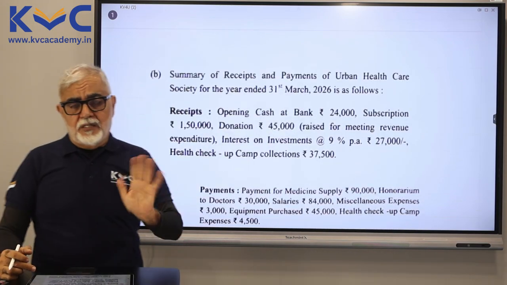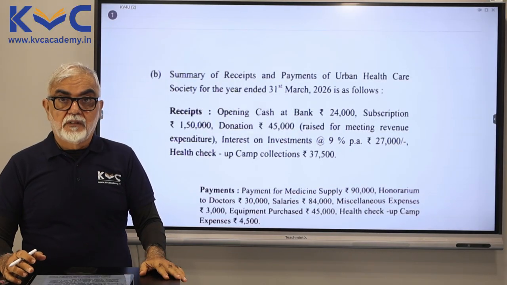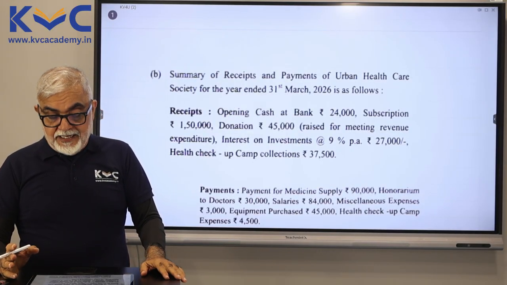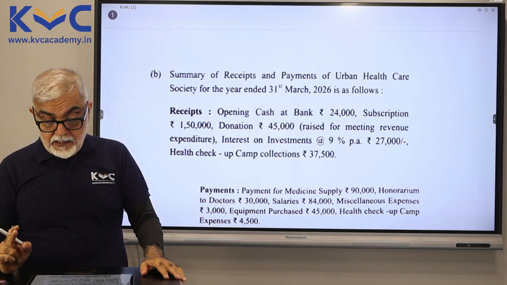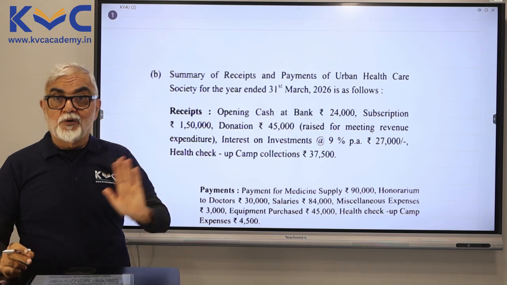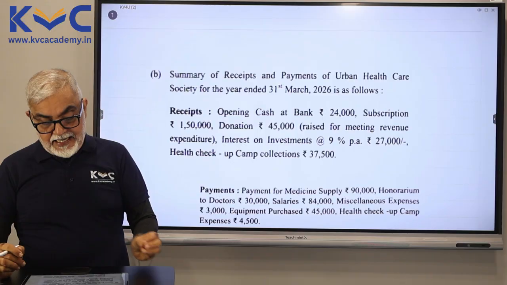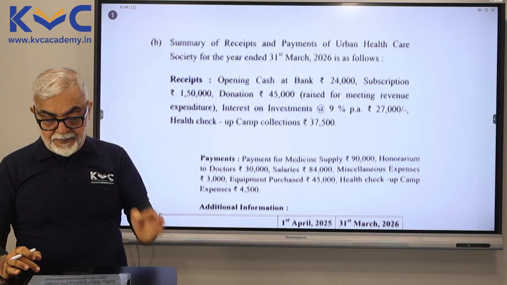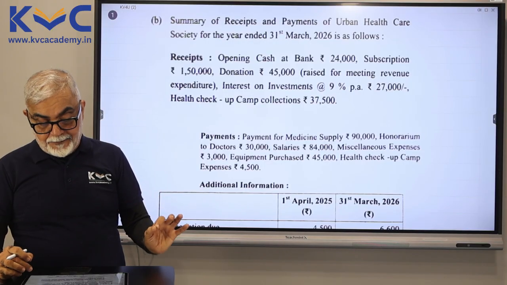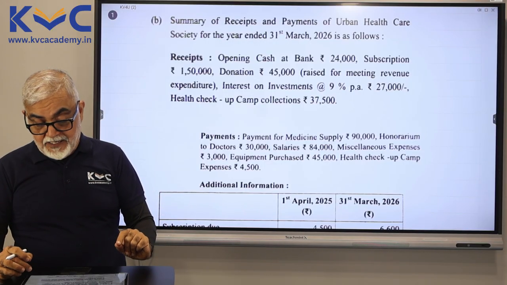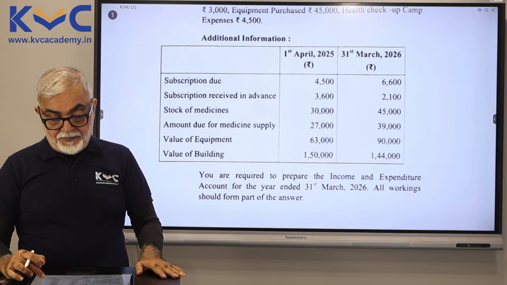Then came another simple question of 5 marks of NPO. They wanted you to prepare the income and expenditure account. Okay? Opening balance is given. Subscriptions, donations, raised for meeting revenue means it goes to income and expenditure. Interest on investments at 9%, 27,000. Health checkup camp collections. Payment for medical supply, honorarium to doctors, salaries, medical expenses, equipment purchase, health checkup expenses. And then additional information.